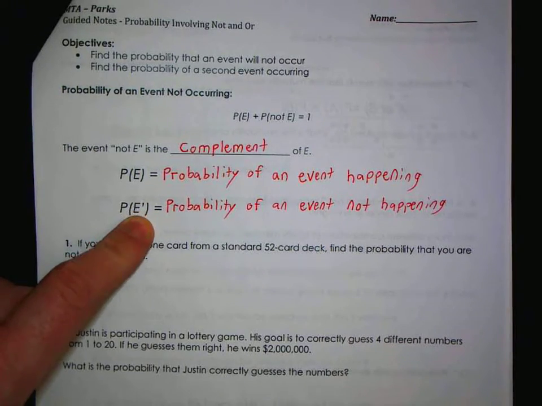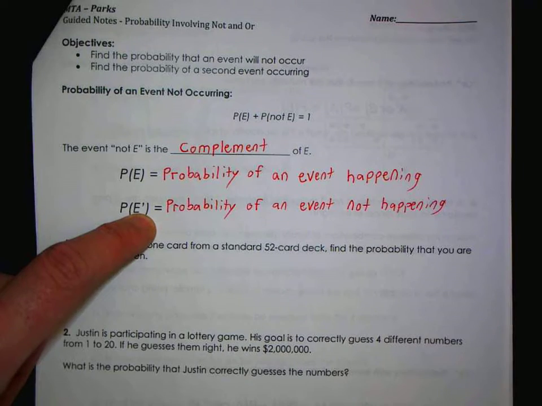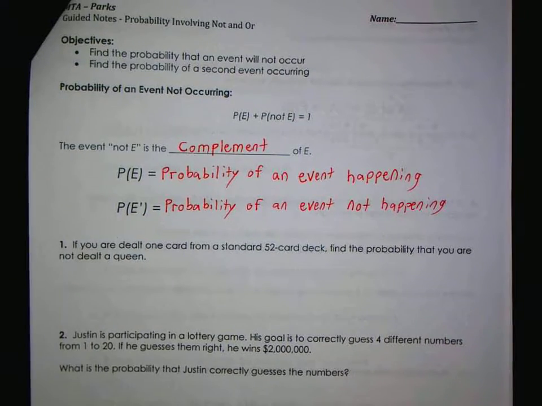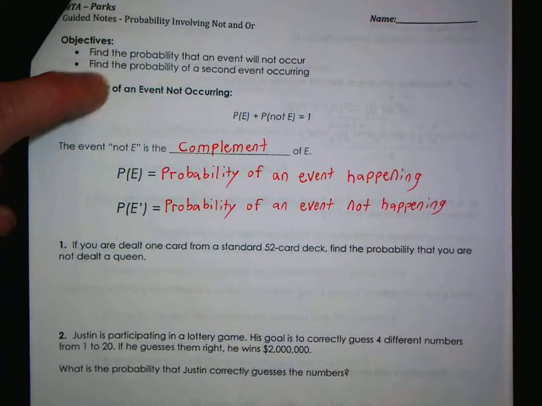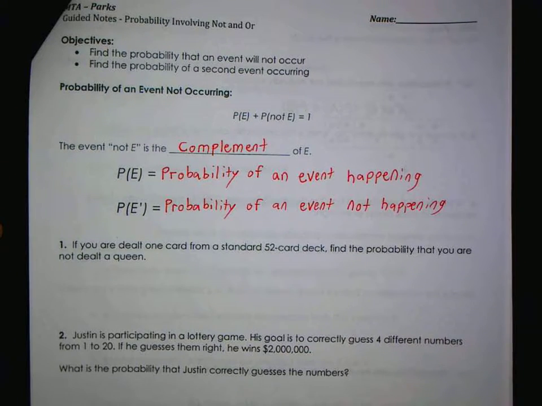So if you see that little dash, what do you call that in English? Apostrophe maybe? That's what that means, not. And then sometimes you're curious about the probability of two events happening. And we'll talk about how to do that.